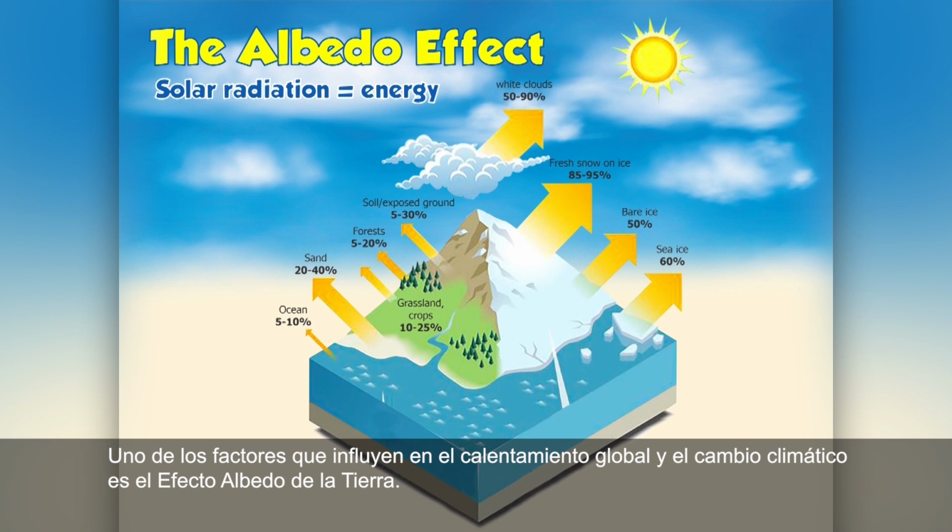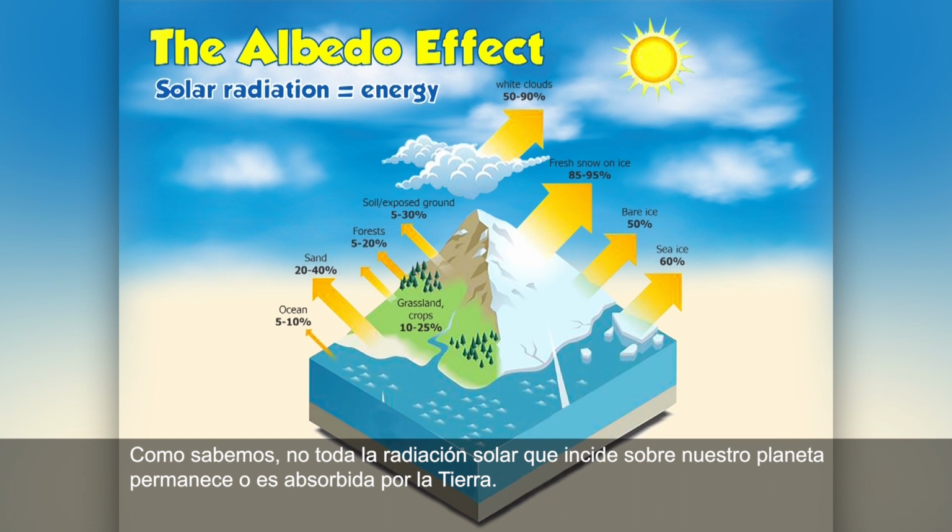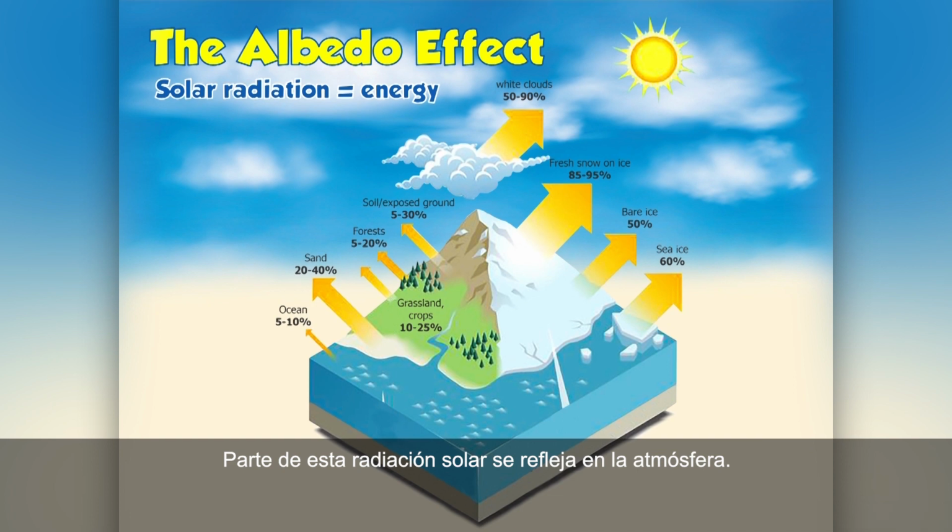One of the factors influencing global warming and climate change is the Earth's albedo. Albedo is an expression that describes the ability of different surfaces to reflect solar radiation. As we know, not all the solar radiation that strikes our planet stays or is absorbed by the Earth. Some of this solar radiation is reflected back into the atmosphere.